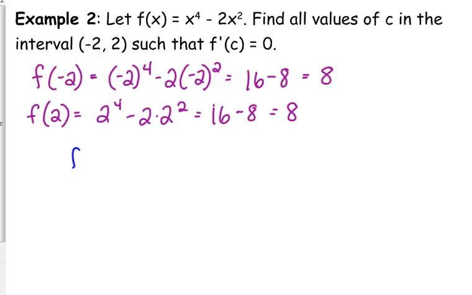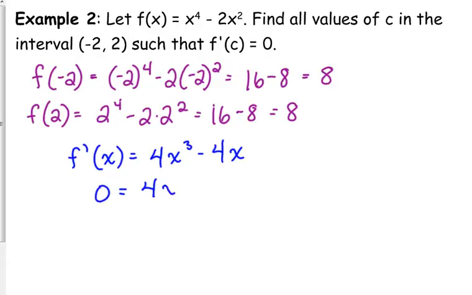We just need to find those. So we need to take the derivative. F prime of x is 4x cubed minus 4x. If we set that equal to 0, then we need to factor. It has a GCF of 4x. We get x squared minus 1 when we factor out that 4x. Now, I encourage you to continue factoring.